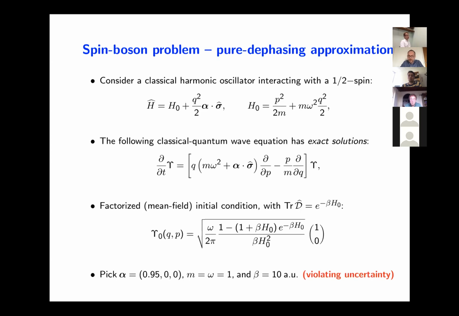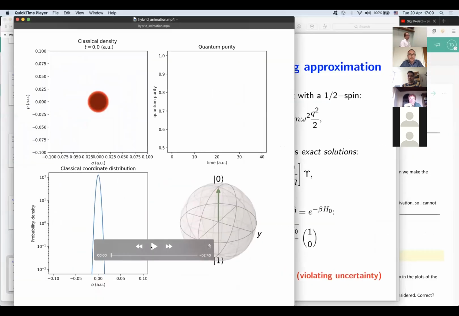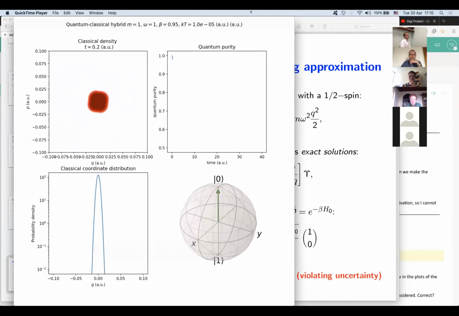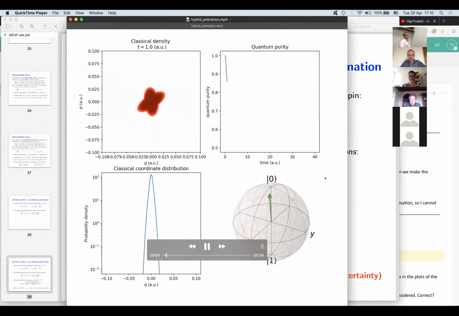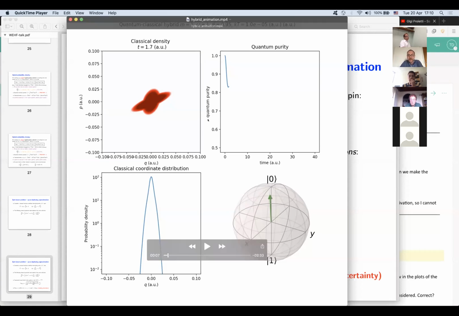So what we got here is in a movie, which I hope you can all see. Okay, so this is the movie. Maybe I should discuss this first. In the upper left corner, we have the classical density on phase space. In the lower left corner, we have the coordinates, the configuration density. In the upper right corner, we have the quantum purity, and in the lower right corner, we have the Bloch vector.